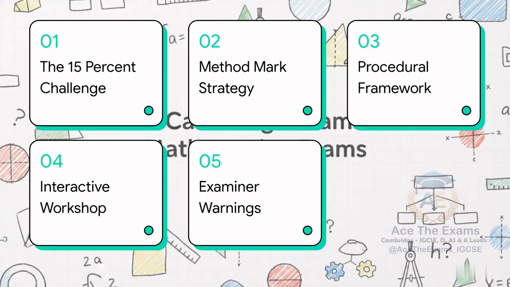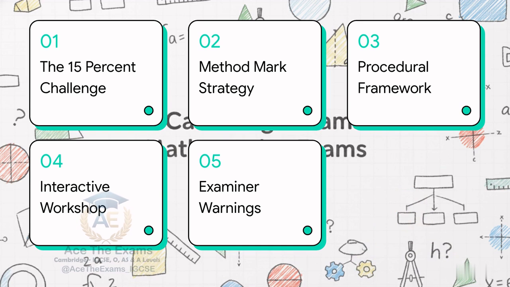So here is our highly logical blueprint for today's explainer to make sure you get those marks. First, we'll look at the 15% challenge. Second, we'll break down the method mark strategy. Third, we'll give you a procedural framework. Fourth, we'll run a quick interactive workshop. And finally, we'll cover some critical examiner warnings.